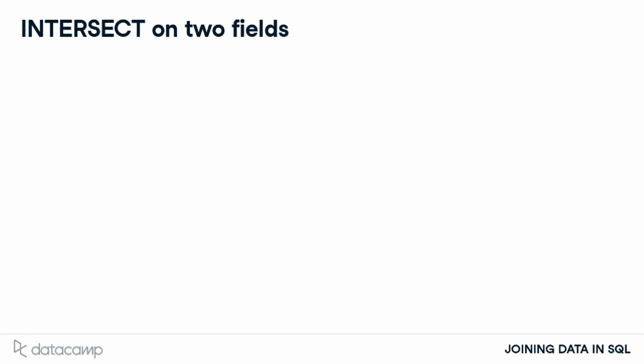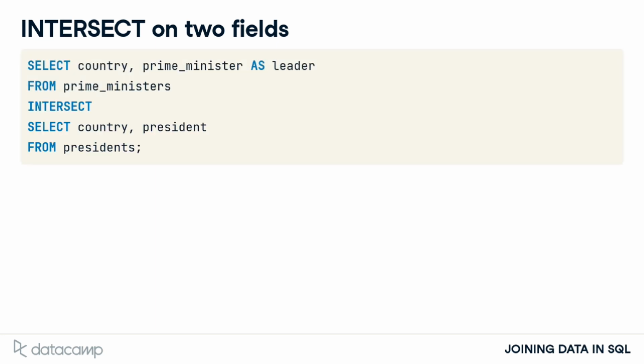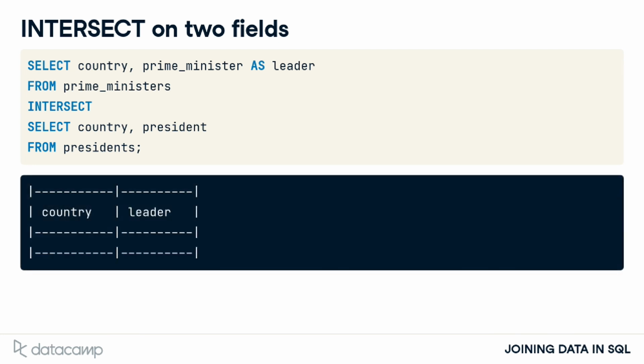Next, let's think about what would happen if we selected 2 columns, country and prime minister, instead of just country, as in our previous example. The code shown does just that. What will the result of this query be? Will this also give us the names of countries that have both a prime minister and a president? The actual result is an empty table.